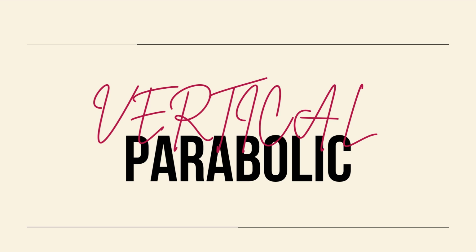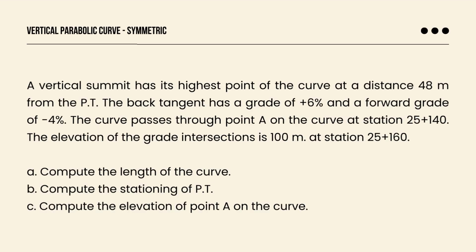Unlike before, instead of arc and chord basis, we'll use symmetric and asymmetric, but we'll still solve using the metric and English system of measurement. First, for symmetric parabolic curve, a vertical summit has its highest point of the curve at a distance 48 meters from the PT. The back tangent has a grade of positive 6% and a forward grade of negative 4%.